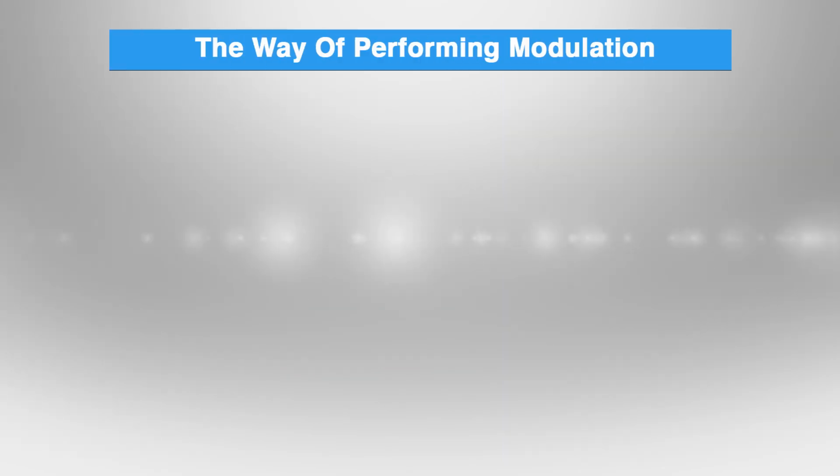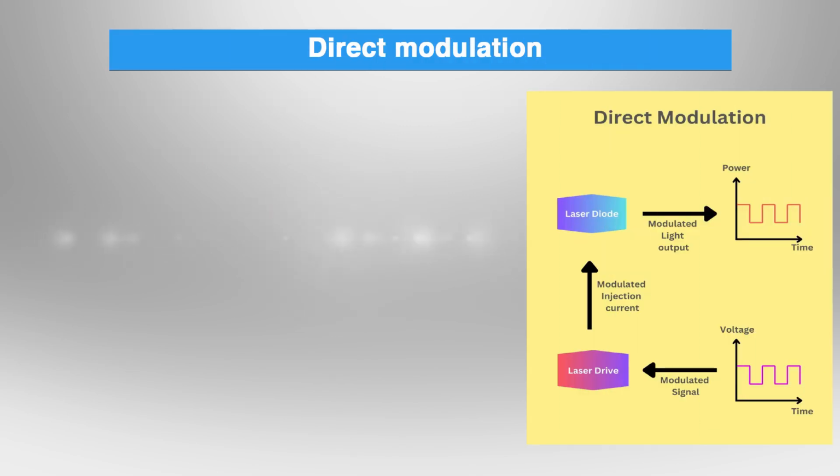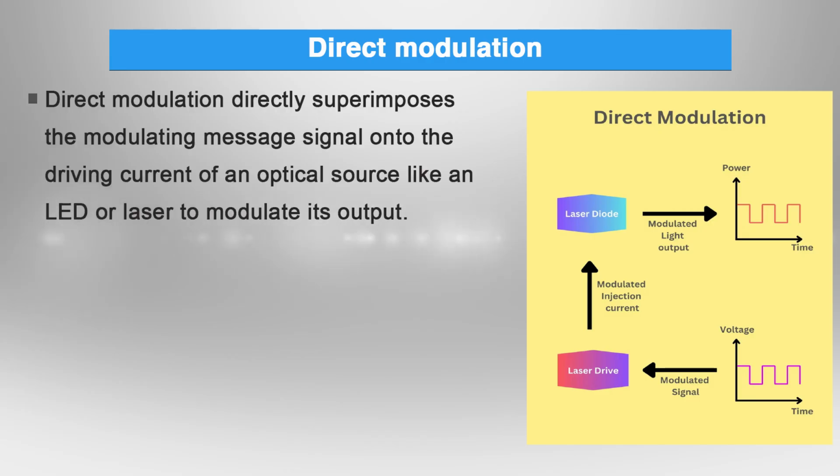The ways of performing modulation. Optical modulation can be implemented through two approaches. First is direct modulation and second is external modulation. Now, let us discuss both types of modulation in detail. The first type of modulation is direct modulation. Direct modulation directly superimposes the modulating message signal onto the driving current of an optical source like an LED or laser to modulate its output.